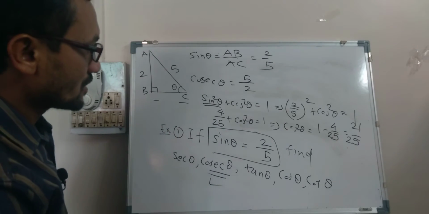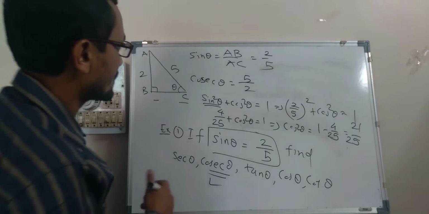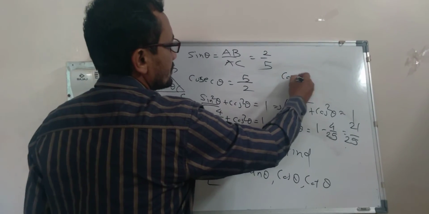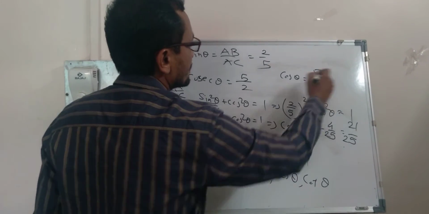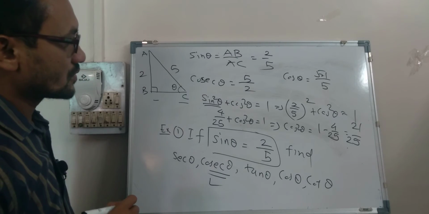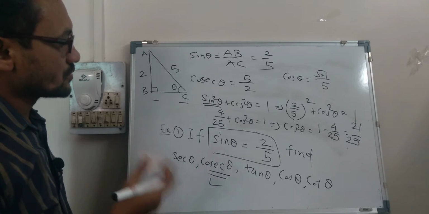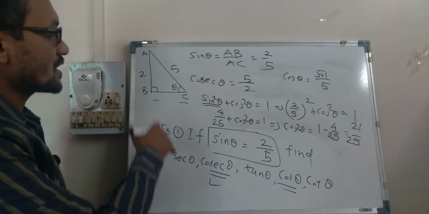So how can we write now cos theta? What is your cos theta now? So cos theta is root of this, so under root 21 divided by 5. So this is your cos theta. Okay. So cos theta is root 21 by 5. So using cos theta, now we will get sin theta also. So now cos theta, sin theta came.